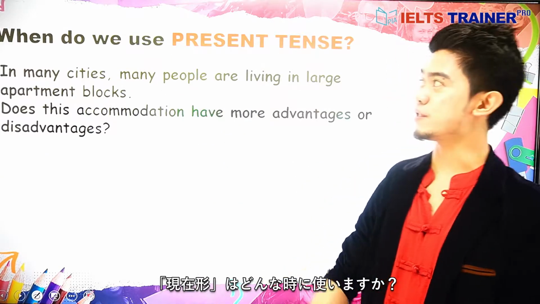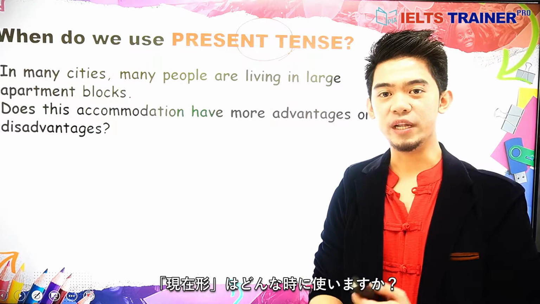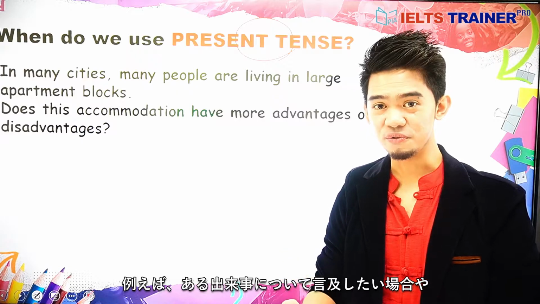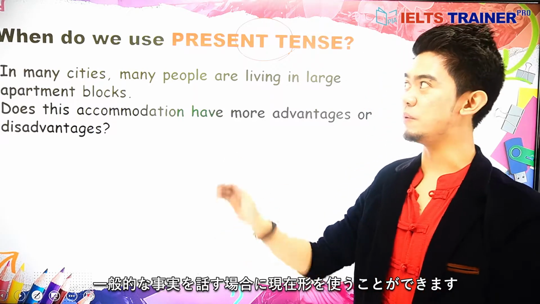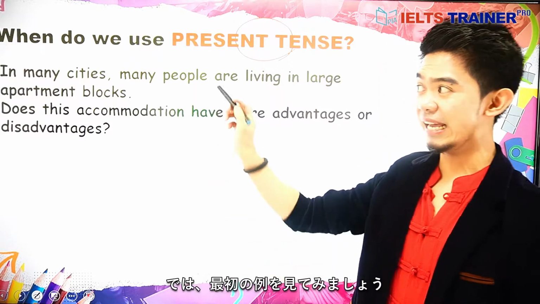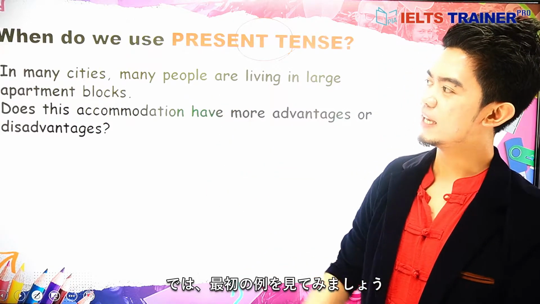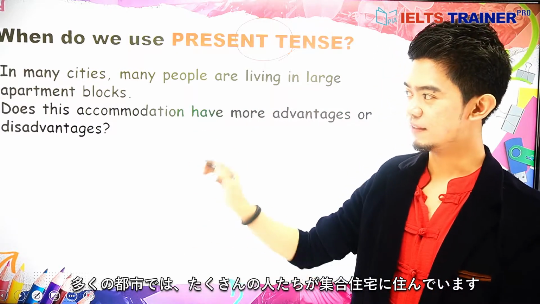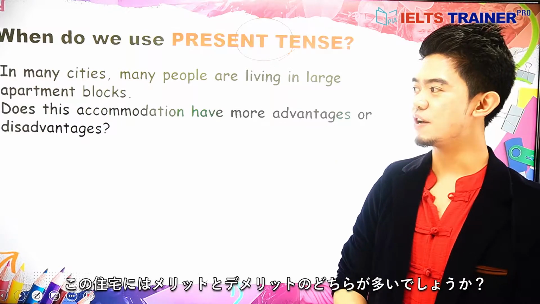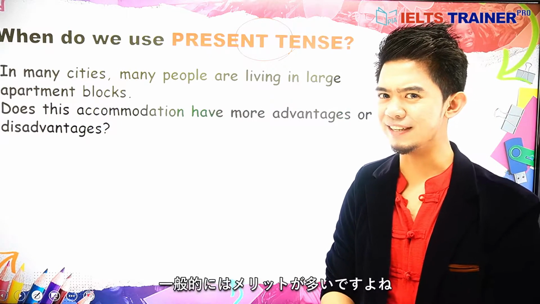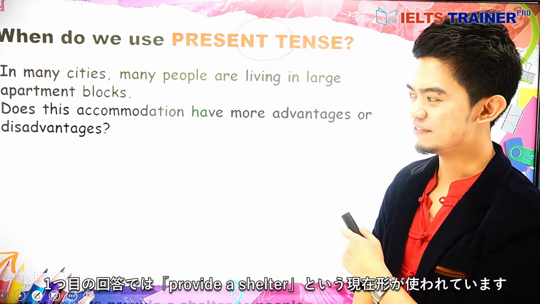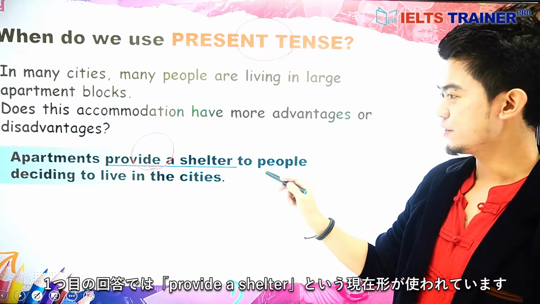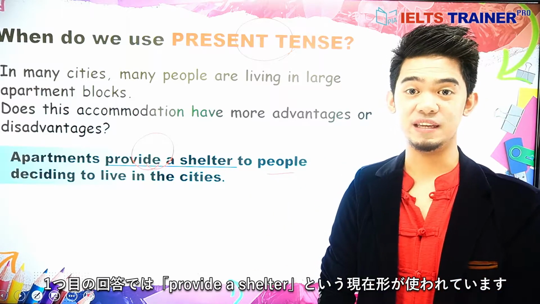So when do we use present tense? Well, if we want to mention an event, or let's say a fact that is true or generally true, then we may use present tense. Let's take a look at our first example here. In many cities, many people are living in large apartment blocks. Does this accommodation have more advantages or disadvantages? Well, basically, it's true, right? So we could say apartments provide a shelter to people deciding to live in the cities.